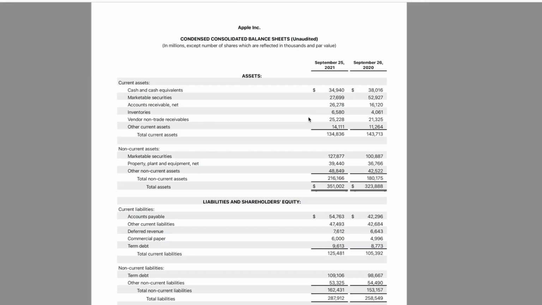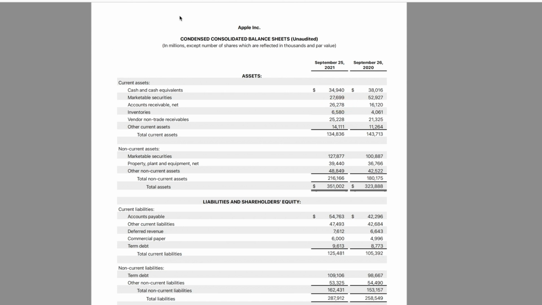Because we're all about real world examples on this channel, let's look at Apple's balance sheet and cash flow statement to understand some of these movements. All right, so let's look at some of the movements on the balance sheet and how that affects cash flow. So if we start with accounts receivable first, you can see that in 2020, Apple had $16 billion outstanding for accounts receivable. In 2021, that balance increased to $26 billion. So roughly a $10 billion increase year over year.